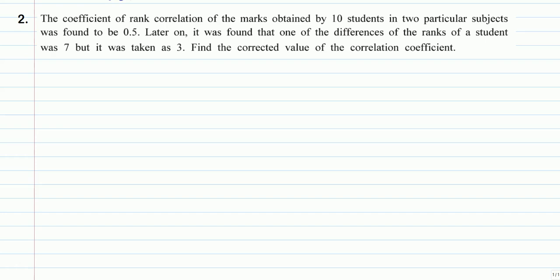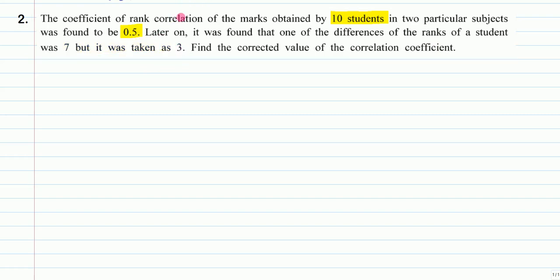Second sum. The coefficient of rank correlation of marks obtained by 10 students, n equal to 10, in two particular subjects was found to be 0.5. That means R is already given. Later on it was found that the difference of the ranks, differences means D, of a student was 7, but it was taken as 3. Find the correct value of correlation coefficient.